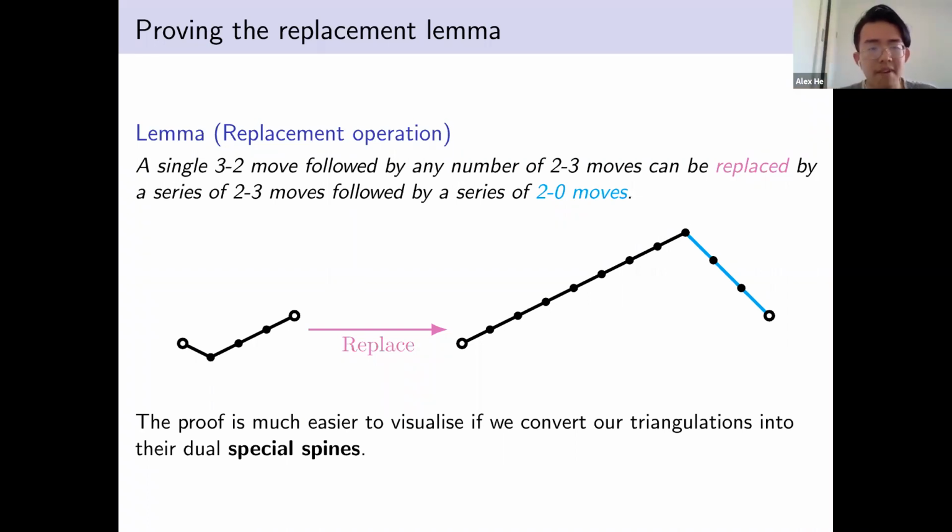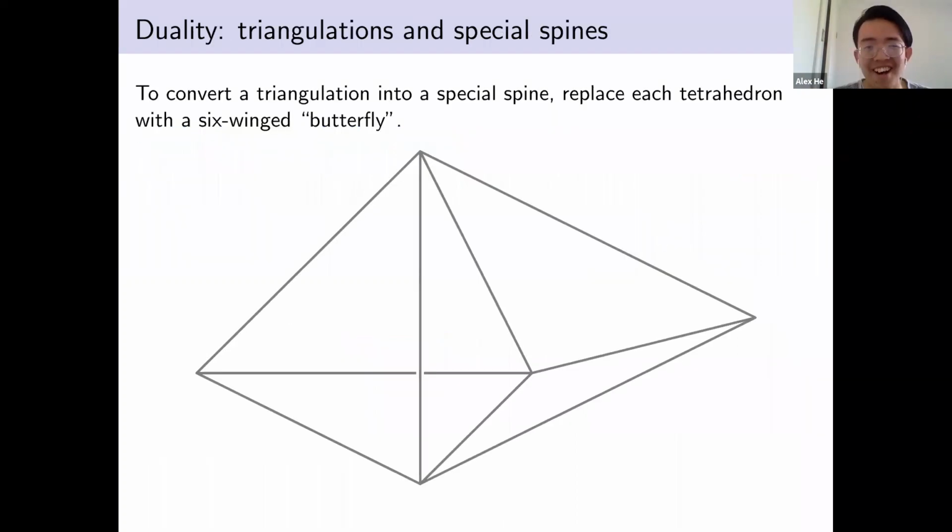So I claim that once you get familiar with these things that are called special spines, it's kind of easier to visualize things in that setting. But I think a lot of people that I talk to aren't convinced by this. So we'll see how we go. And so here's how you convert a triangulation into a special spine.